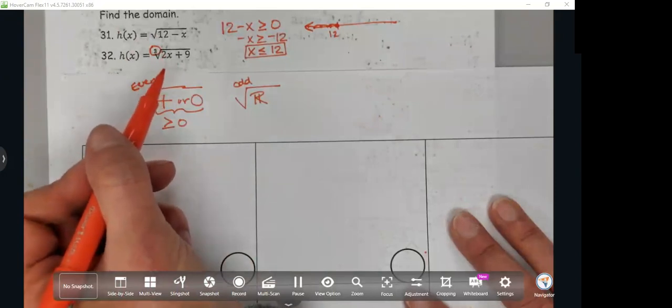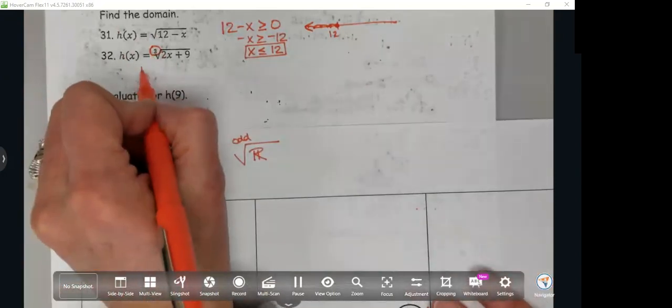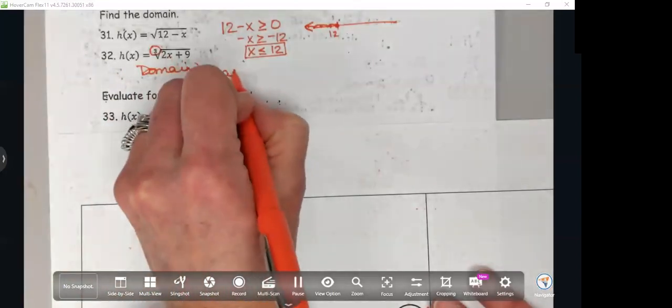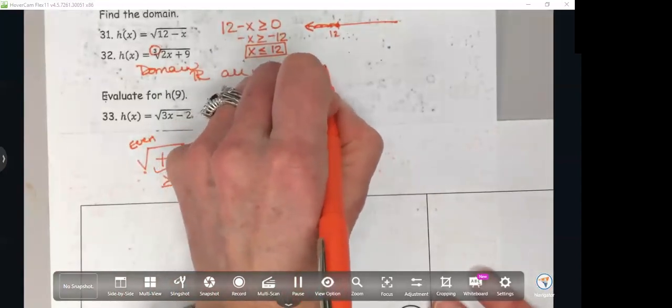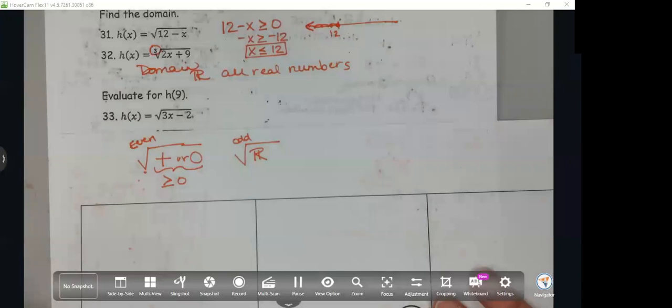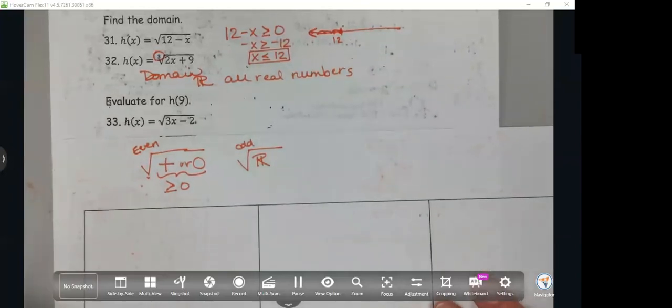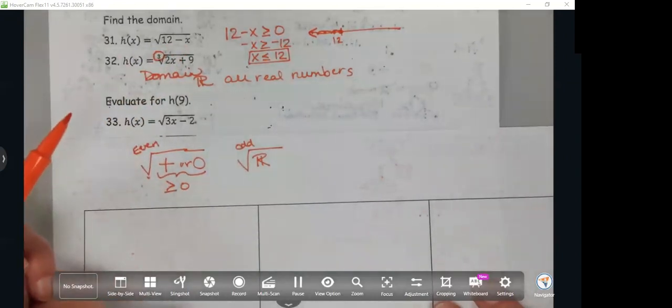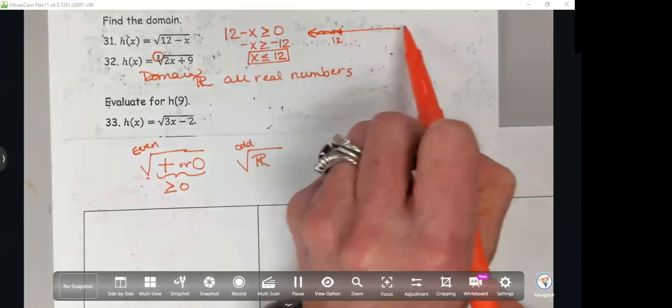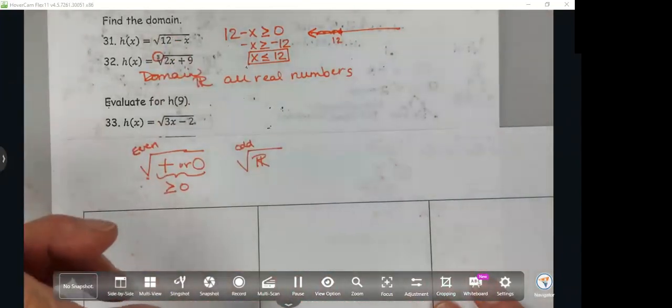Now this one, though, it's a cube root, which means that any of the numbers under it can be positive or negative. So my domain would be all real numbers. There's no restrictions on what x can be. Here, x cannot be 13 because then that would create a negative number under there and that won't work. Anything above 12 is going to create a negative number under there, and it doesn't work.